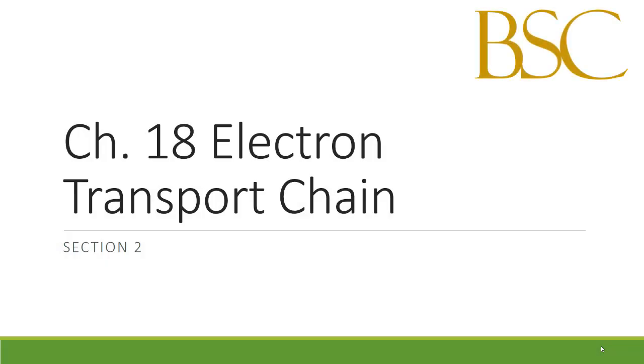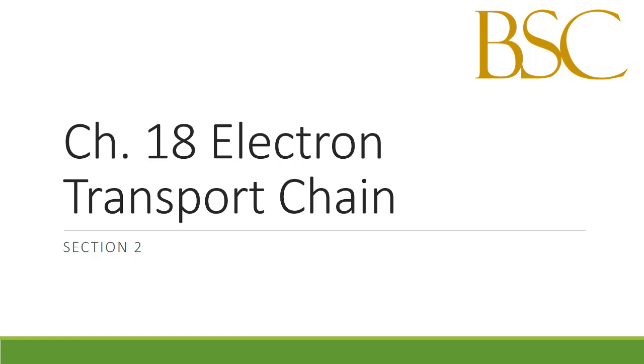In this lecture, we will begin discussing Section 2 from Chapter 18, which focuses on the electron transport chain. You may recall from your intro biology courses that the ETC is the pathway which receives the electrons from NADH and FADH2 produced during the citric acid cycle in order to help power oxidative phosphorylation in making ATP.